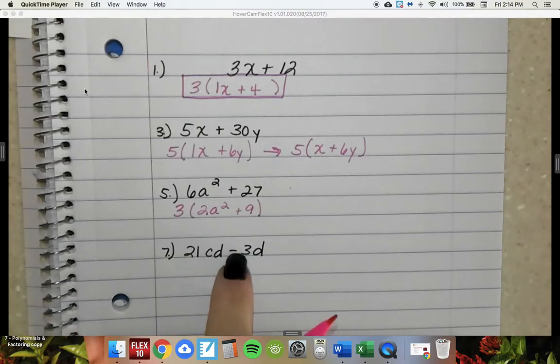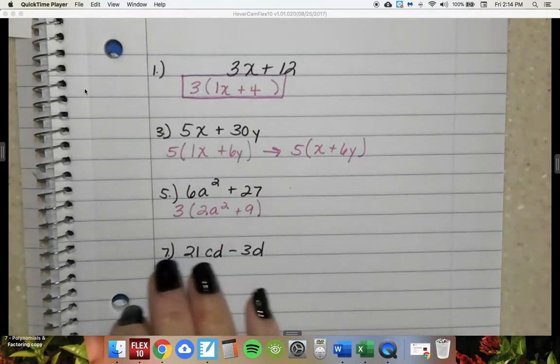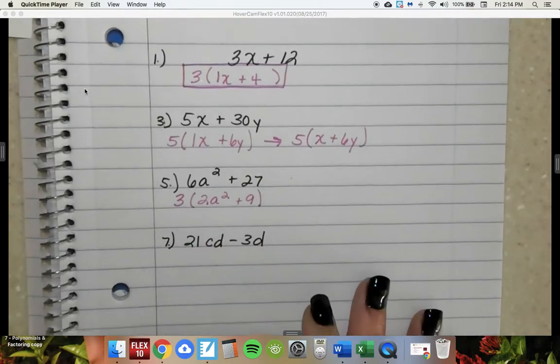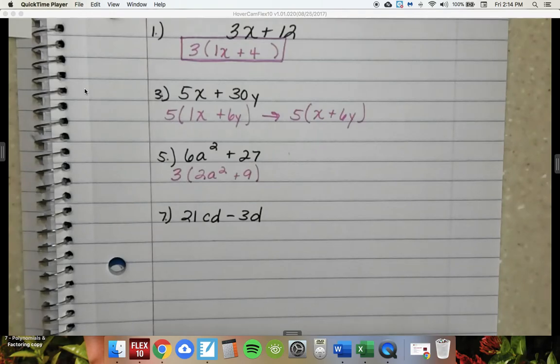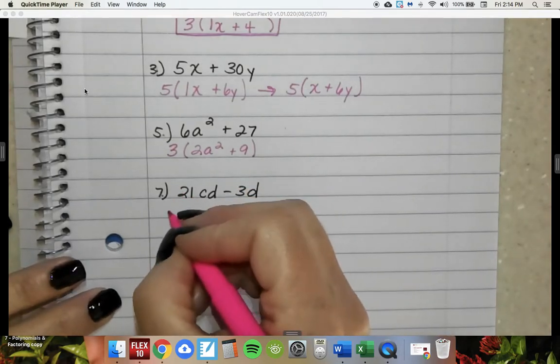Do not worry about the fact that that's negative. We'll definitely talk more about things like that later, but for now, just don't worry about factoring out a negative. For today, everything we're going to factor out is going to be a positive, okay? So what can come out of a 3 and a 21? A 3 can come out.